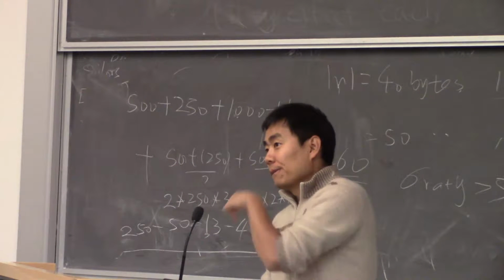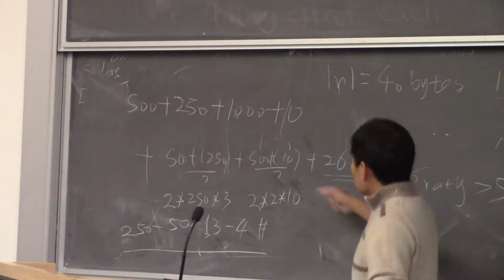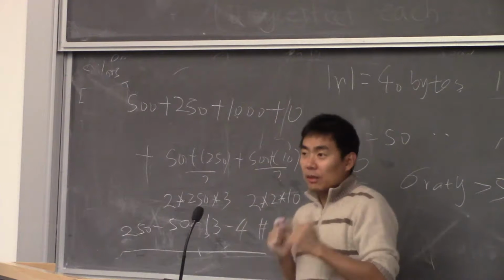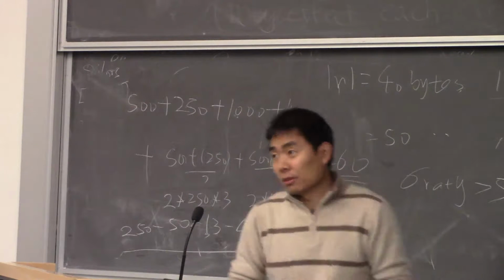What is it, 260? At the end of the day, you need to do this thing, which is linear to the sum of the 2, n plus n.